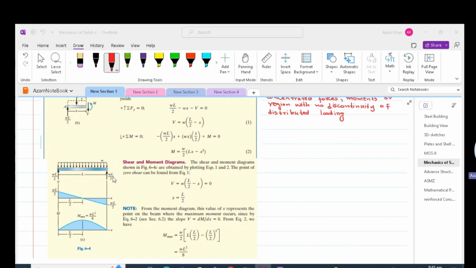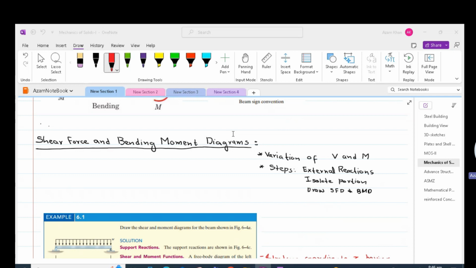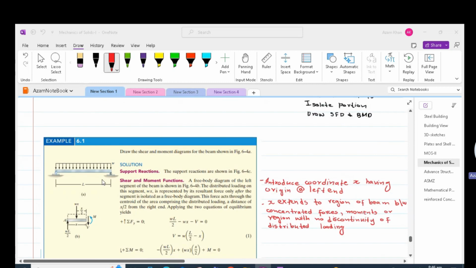In order to draw the shear force and bending moment diagram, the first step is to determine all the external reactions on the beam by applying the equations of equilibrium to a free body diagram of the beam as a whole. As we can see, the beam is subject to some loading.